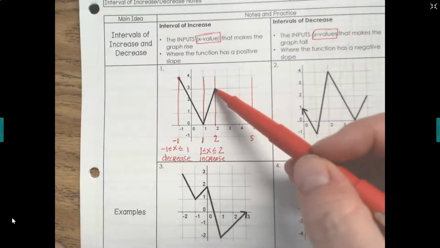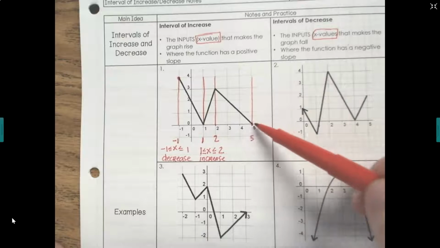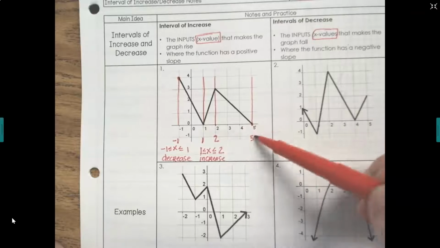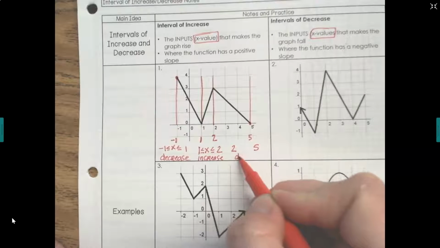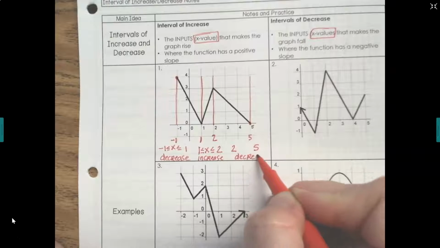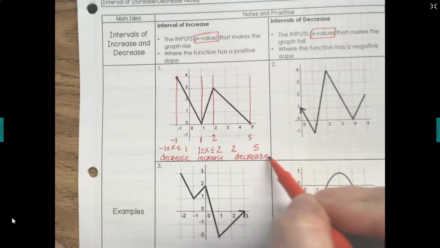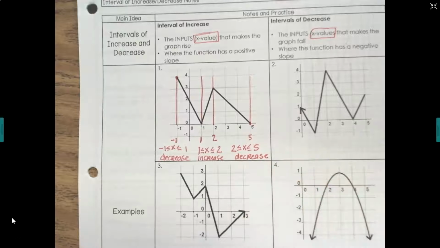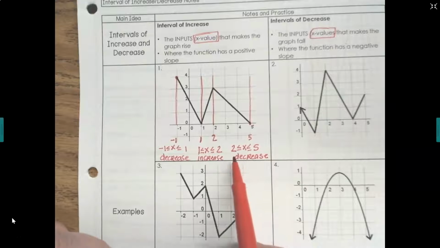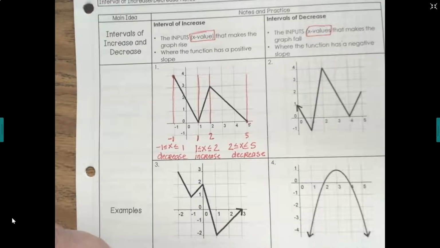So we stopped increasing where x is 2, and then we went on a decrease again from 2 to 5. So between 2 and 5, we had a decrease. The proper way to write that is 2 is less than or equal to x, which is less than or equal to 5. It's the way to put our two inequalities together into one. So they're saying all the x values are more than 2, but less than 5.